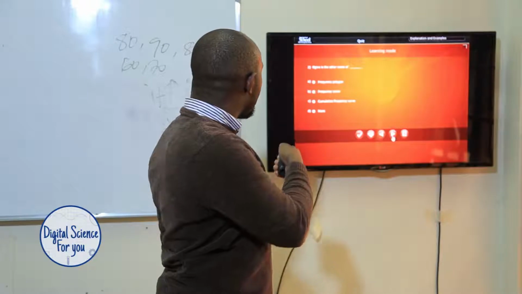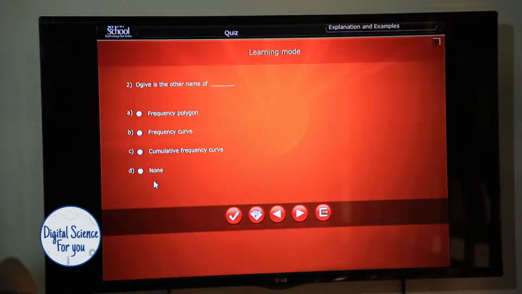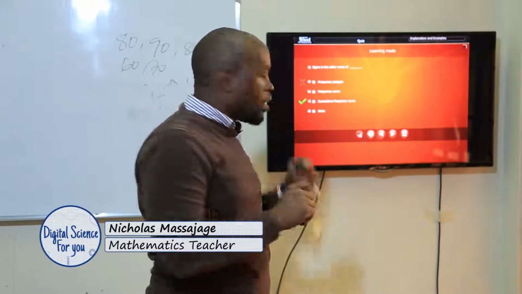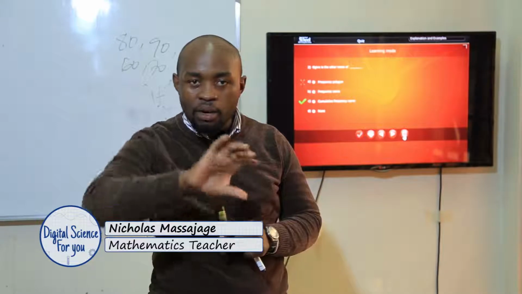Ogive is the other name for this, which is the common thing. Sometimes we say ogive, sometimes we ask for a cumulative frequency curve. For instance, if I put the answer as frequency polygon and I check, it will tell me that it's wrong and it will give me cumulative frequency curve as the right answer. Are you together? If you're asked to draw the ogive or the cumulative frequency curve, they are the same thing.